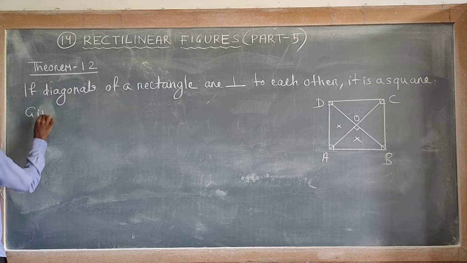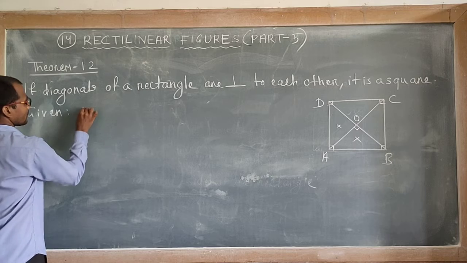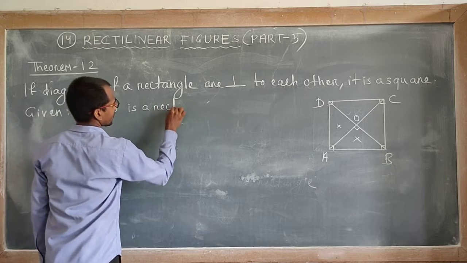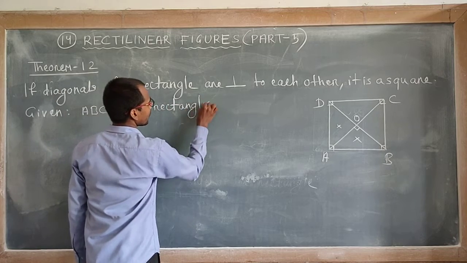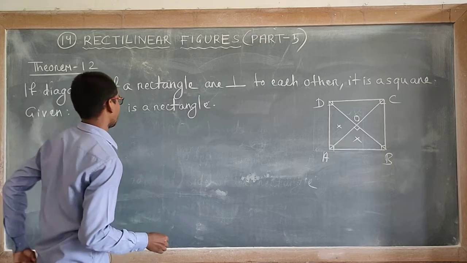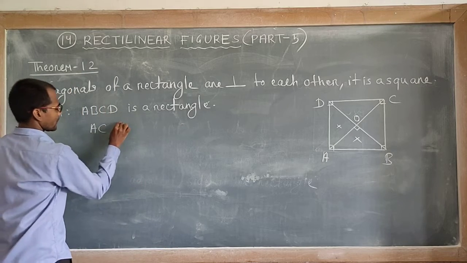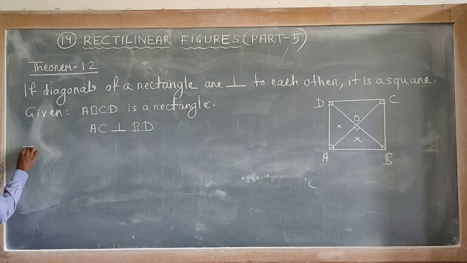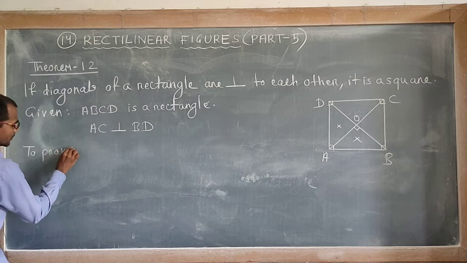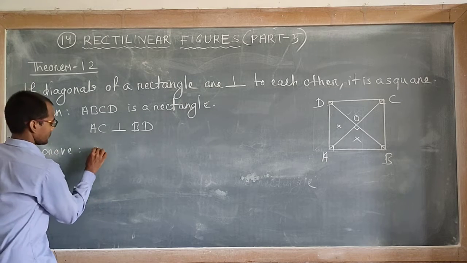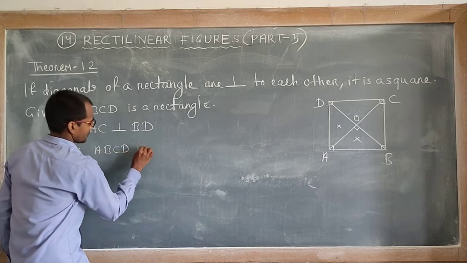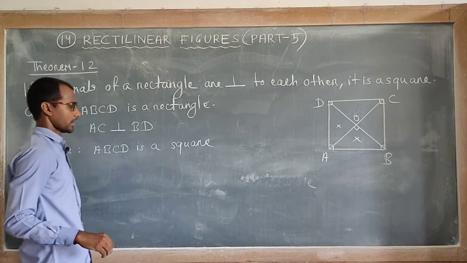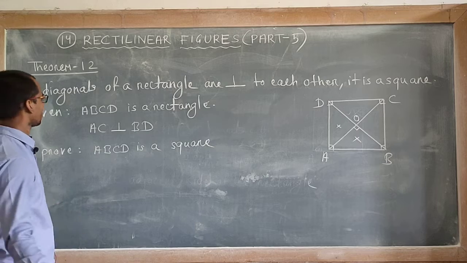So first, given: ABCD is a rectangle, as you can see. Then AC perpendicular to BD, this is also given. To prove: ABCD is a square. Okay. Then we will go to the proof.